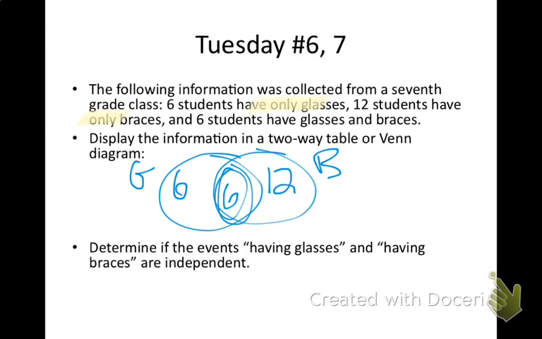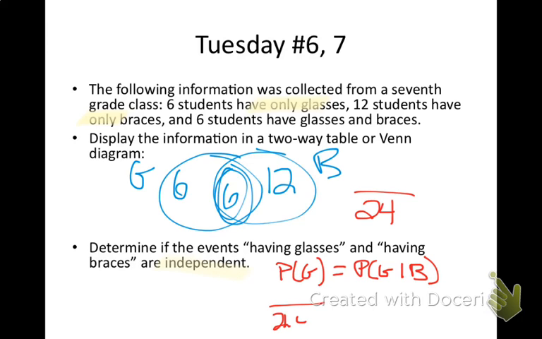So now when we're asking ourselves, are they independent, we want to go back to that. Does the probability of wearing glasses equal the probability of wearing glasses given you wear braces? Well, if I count up everybody, there's 24 people altogether. So the probability that you wear glasses is 12 out of 24. The probability that you wear glasses given you have braces, well, that means we're going to look over here at the braces circle. So there are 18 people who have braces. 6 of them have glasses. So 12 out of 24 and 6 out of 18. Well, those aren't equal, so no, not independent.